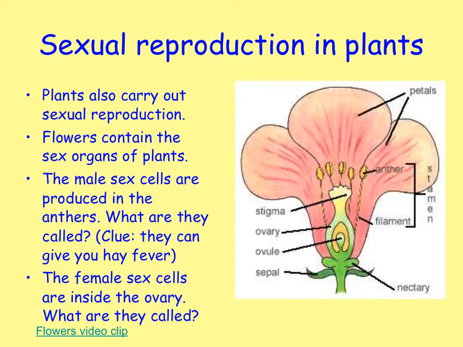Now, plants also carry out sexual reproduction, and the flower contains the sex organs of the plants. The male sex cells are produced here in the anthers, and the male sex cells are called pollen. Now, the female sex cells are found inside the ovary, and these are called ovules. Or sometimes we use this word here, ovum, but ovules will do, U-L-E-S.